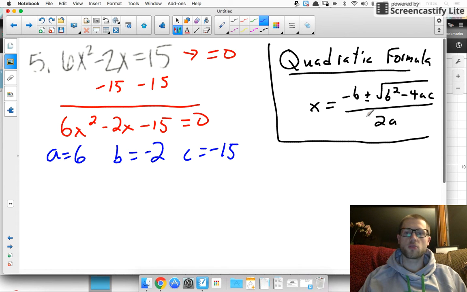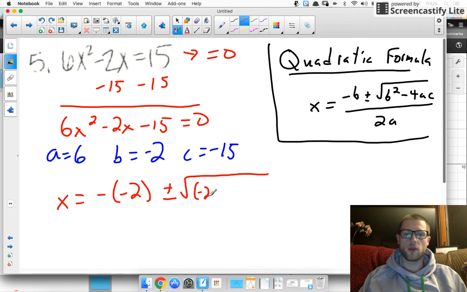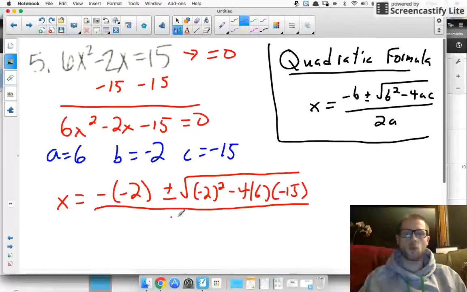So here we go. Now we're just plugging stuff into my quadratic formula. So let's do that. X equals negative B plus or minus the square root of B squared minus 4 times A times C. That's all over 2A.